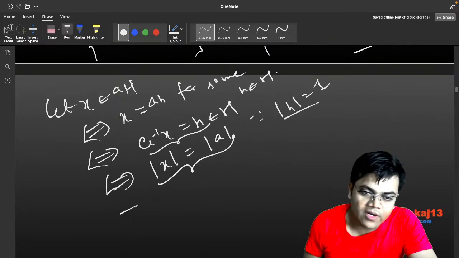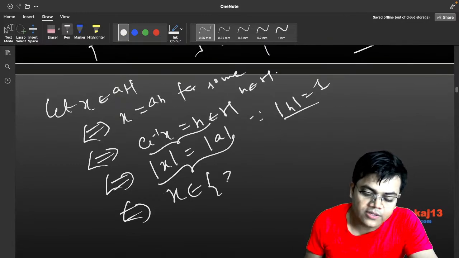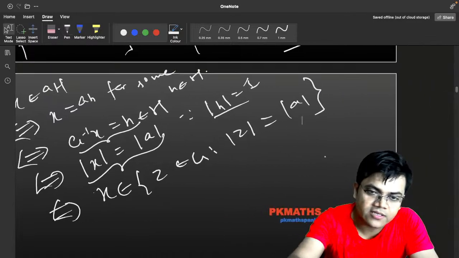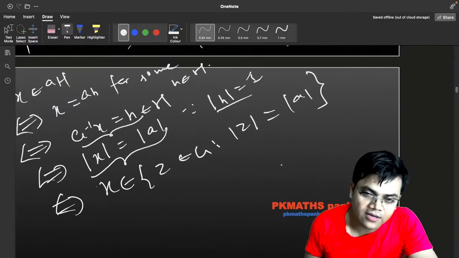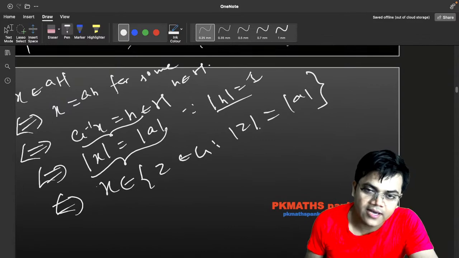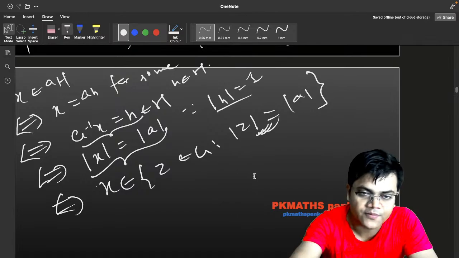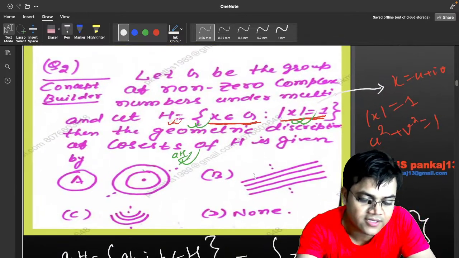So from here we will not hesitate to say that our x belongs to Z, belongs to G, such that mod Z is equal to mod A, which gives what? A set of concentric circles to the unit circle. This is nothing but a set of concentric circles with the given unit circle. So that's the geometrical description of this question. I hope this is clear.